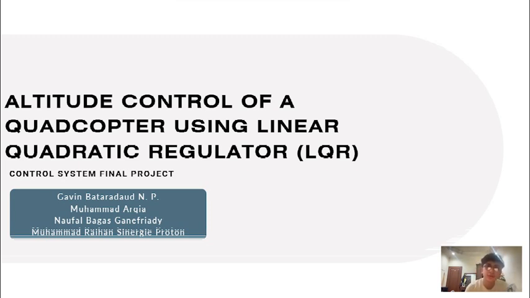We chose the topic altitude control of a quadcopter using linear quadratic regulator, or LQR. We have 4 people working on this project: Gavin, Arqi, Naufal, and myself, Muhammad Raihan.